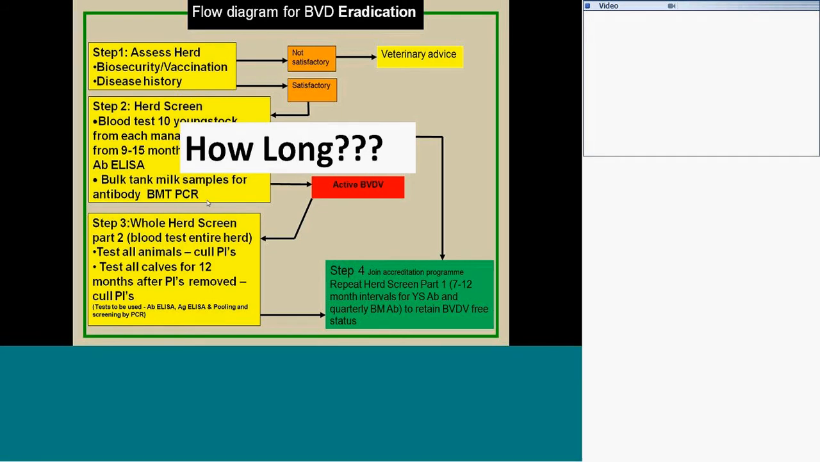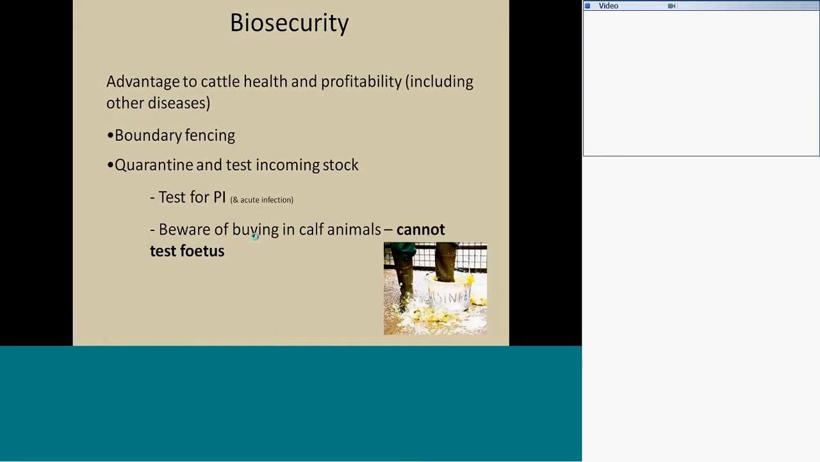If we were talking about Johne's disease, we might be talking about something like 10 years here in order to make sure that we eradicate it efficiently and control it within your herd. But BVD, we can have a much quicker win.